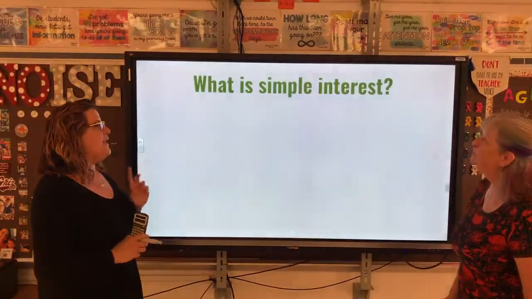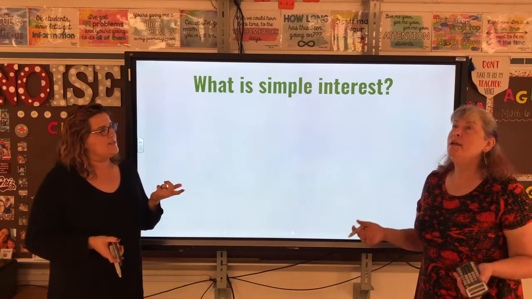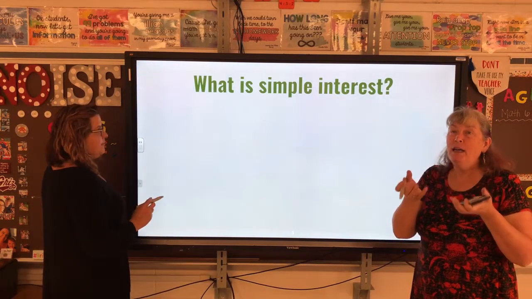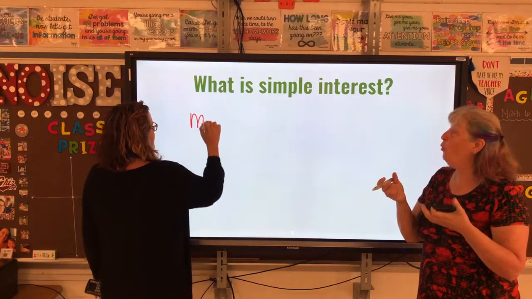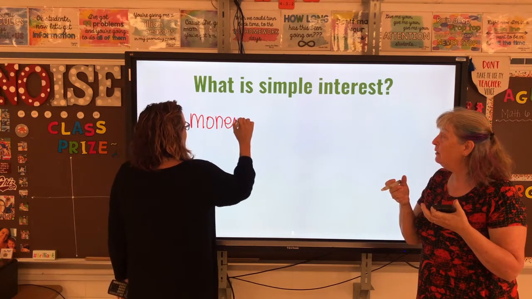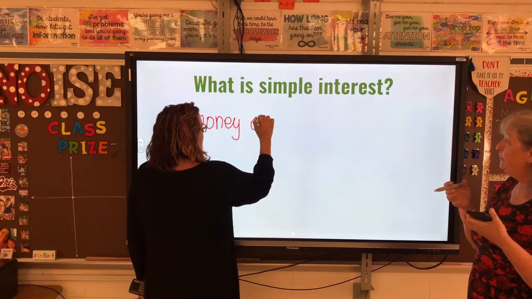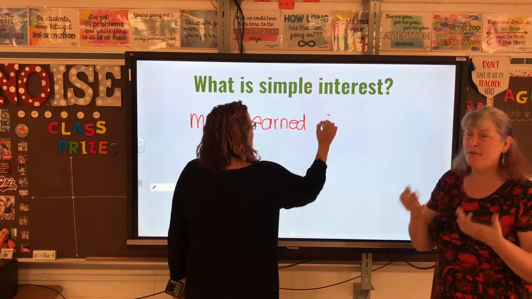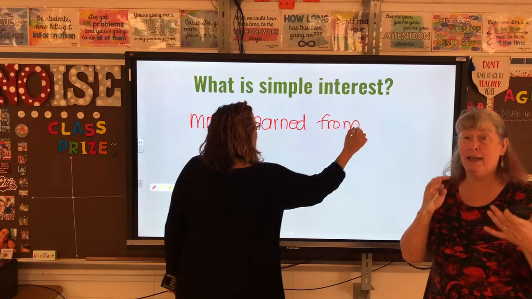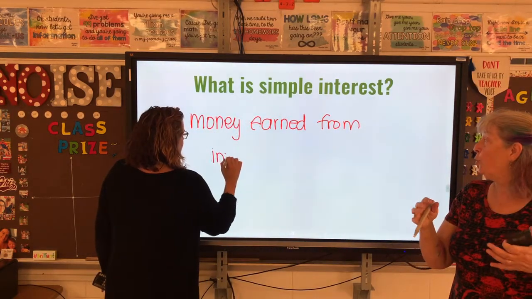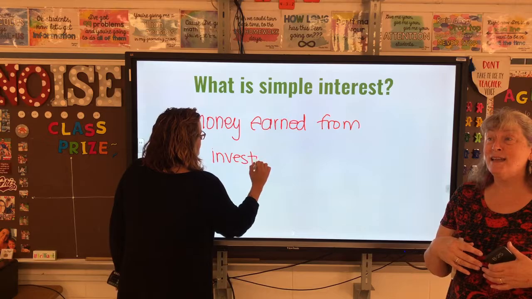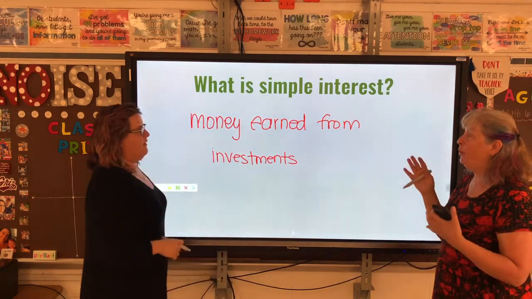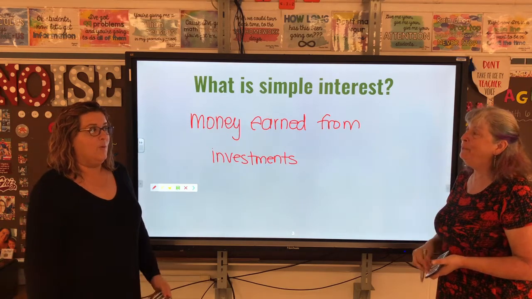So, Miss Lamb, what is simple interest? Well, simple interest is money that is accrued or earned from your investments. So in other words, if you invest money, you have money and you put it in an account and it accrues interest or earns interest, it's added to your money. So that's really important because that's money earned.